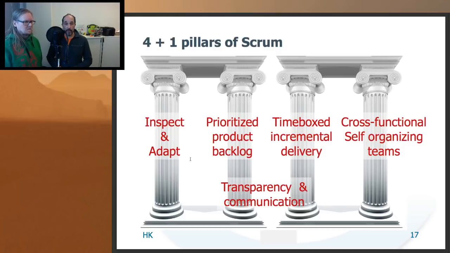Cross-functional self-organizing teams. Cross-functional means that in a team you need to have all the skills you need. You need to have somebody or everybody who knows how to test things, somebody or everybody who knows how to code and so on. And somebody needs to understand the customer, at least be able to talk with the customer so that you can discuss the features. So all the skills you need in there.